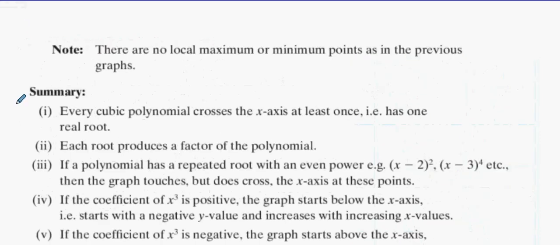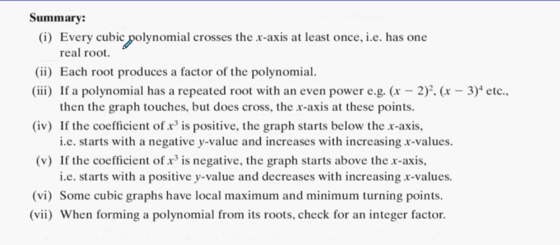Now, just a summary. Every cubic polynomial crosses the x-axis at least once. Each root produces a factor of the polynomial. Example, x equals minus 3 means x plus 3 will divide into it. If a polynomial has a repeated root with an even power, something like this, then the graph touches but does not cross the x-axis at these points. You know what I'm saying?